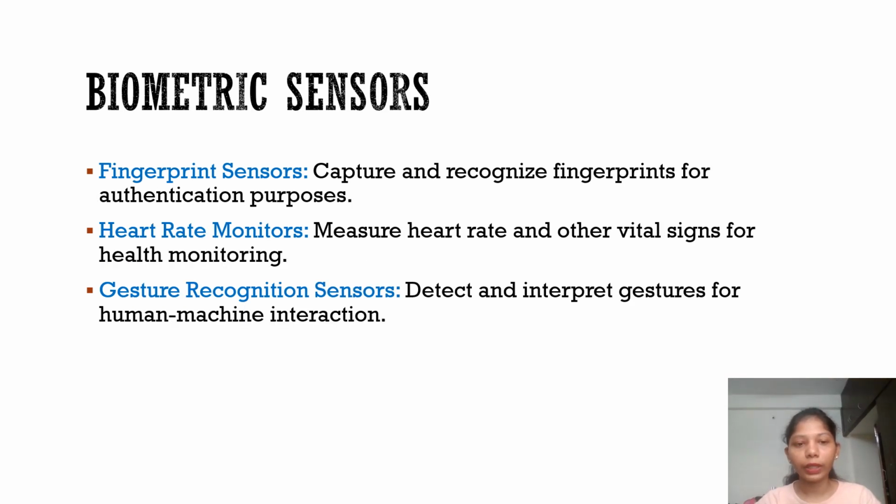The next one is biometric sensors. In this also we have different types. Fingerprint sensors capture and recognize fingerprints for authentication purposes, like Aadhaar cards and entry validity purposes. Heart rate monitor sensors measure heart rate and other vital signs for health monitoring. And gesture recognition sensors detect and interpret gestures for human-machine interaction.